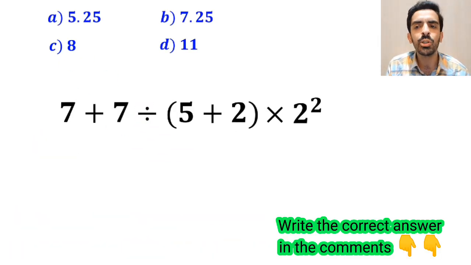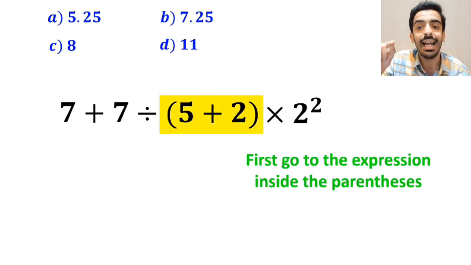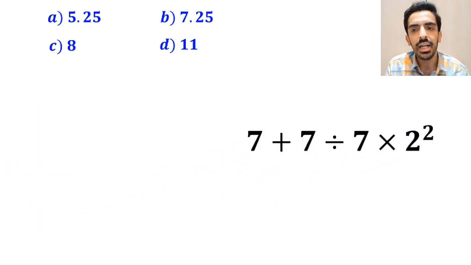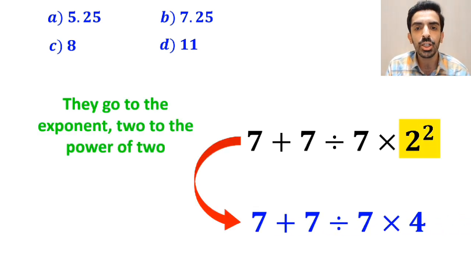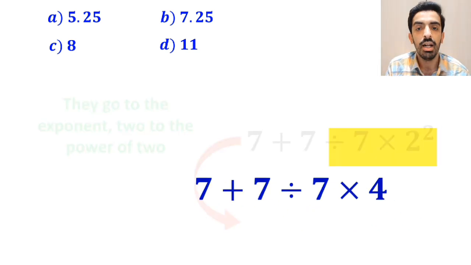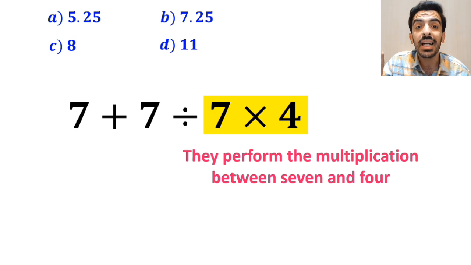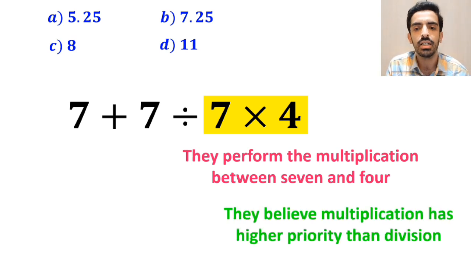Also, some other people, to solve this question, first go to the expression inside the parentheses, and instead of this expression, they write 7 plus 7 divided by 7 times 2 to the power of 2. And the next step, they go to the exponent, 2 to the power of 2, and simplify this expression to 7 plus 7 divided by 7 times 4. Then, they perform the multiplication between 7 and 4, because they believe multiplication has higher priority than division.